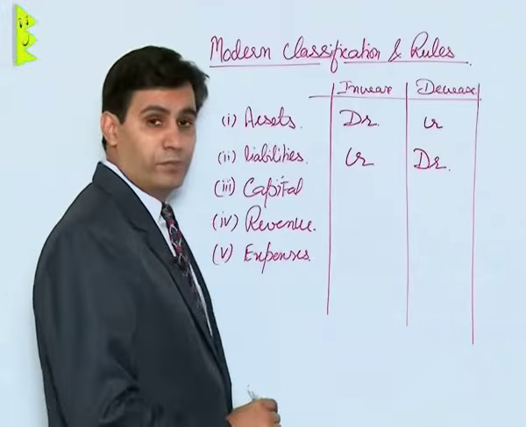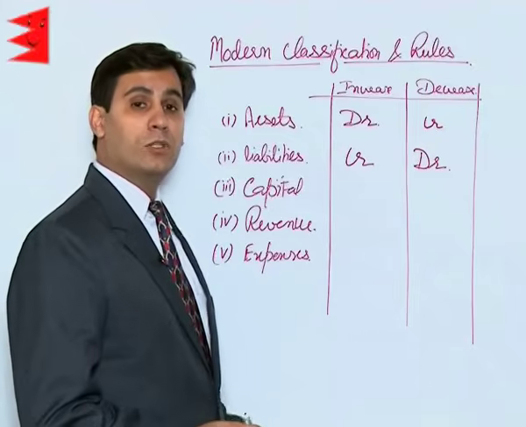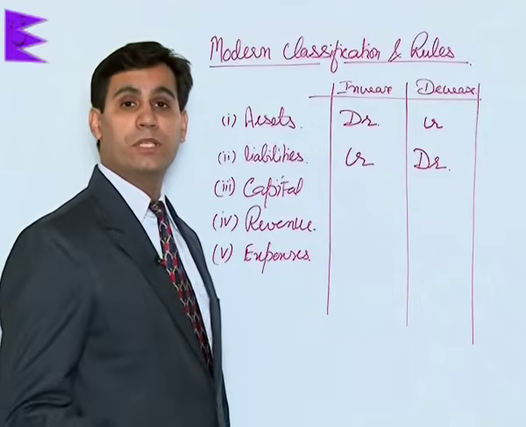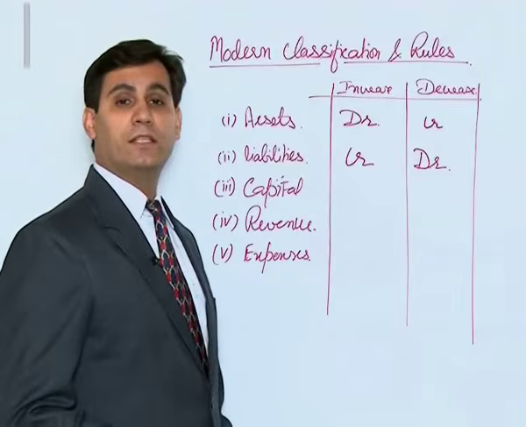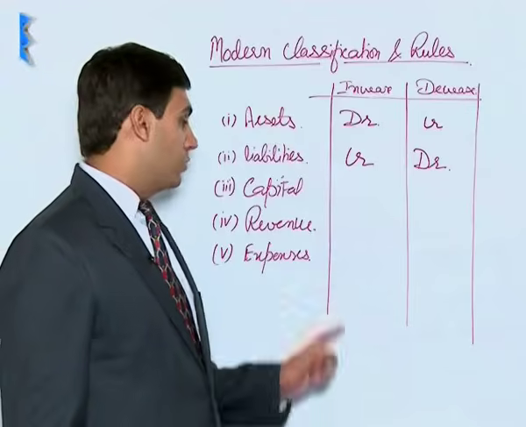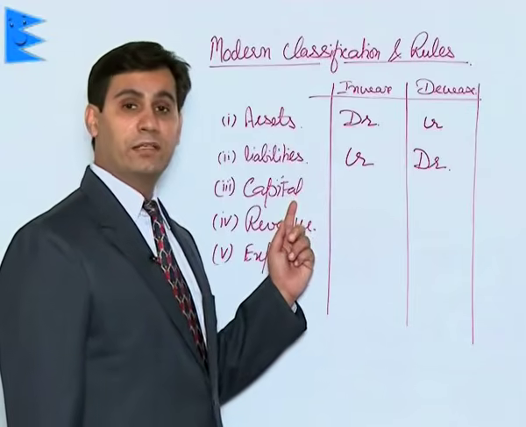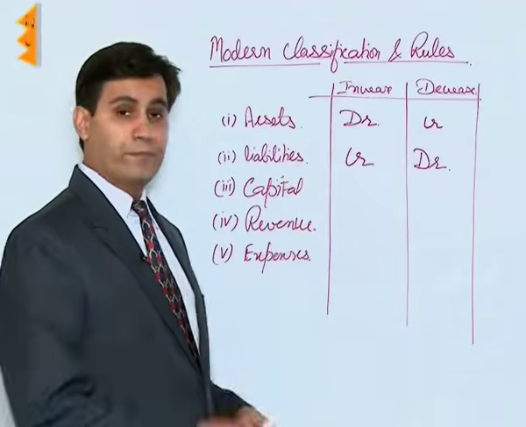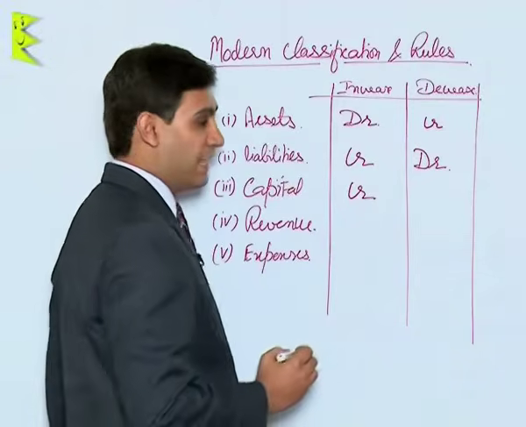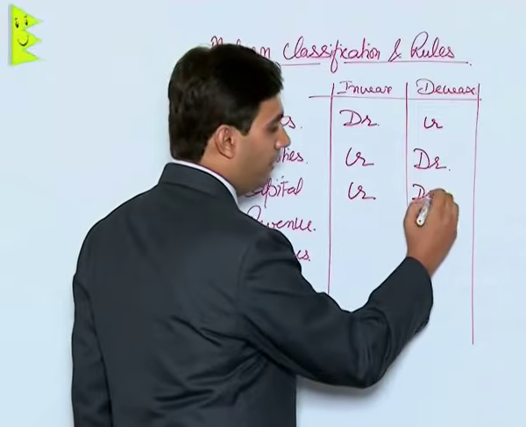Coming to capital. Now remember, capital is also a liability that the business has to pay, but it is payable to the owner. Or we can say that the owner is a creditor of the business to the extent of his capital. So since it can be classified as an internal liability, the rules are the same. If there is an increase in capital, it must be credited, whereas any decrease must be debited.